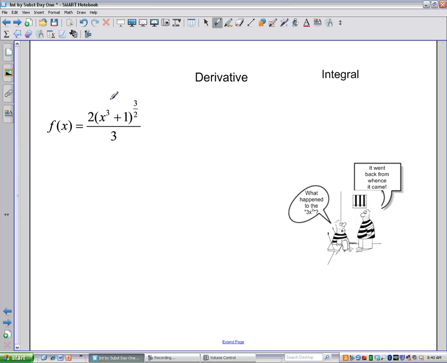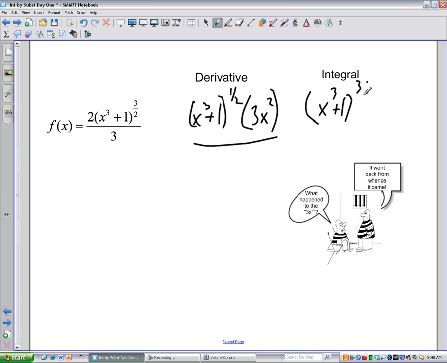If we have something like this, something to the 3/2 power over 3, when I multiply the 3/2 by the 2/3, it goes away, so I end up with (x cubed plus 1) to the 1/2 power. Chain rule says you've got to have the derivative of x cubed plus 1, which is 3x squared. If I now take the antiderivative of this thing, I should go back to that original function again. So this turns back into (x cubed plus 1) to the 3/2 divided by 3/2, which we all know is the same as multiplying by 2/3, plus c.